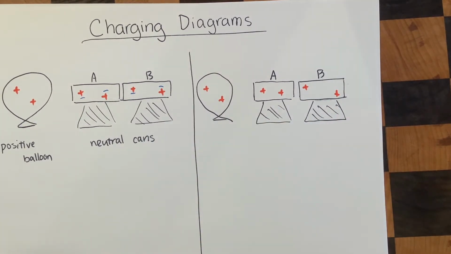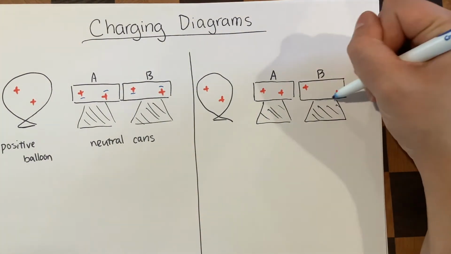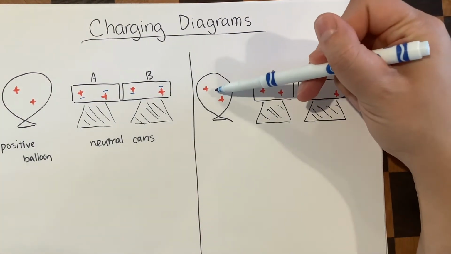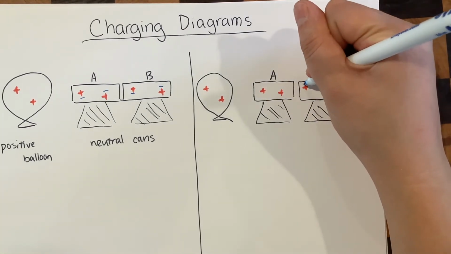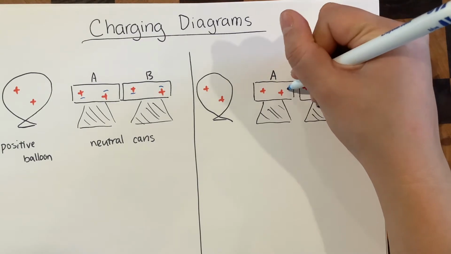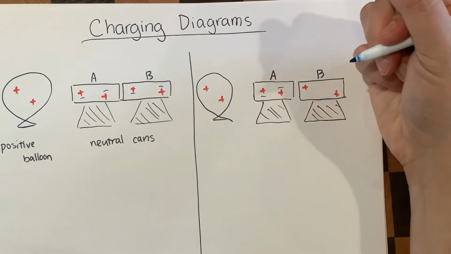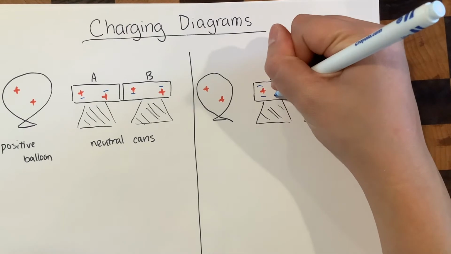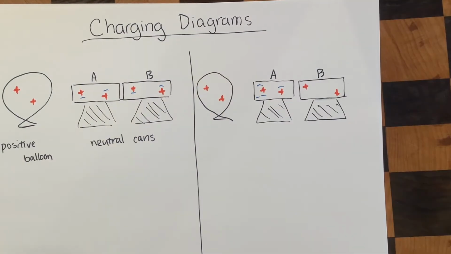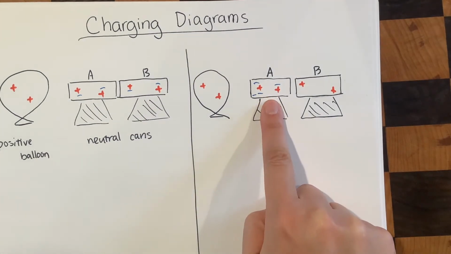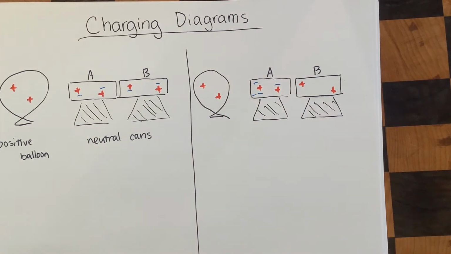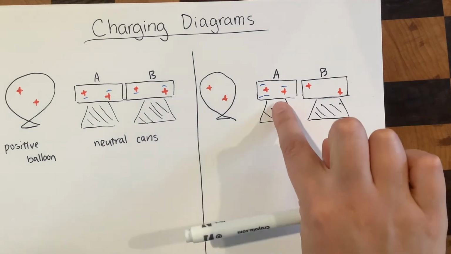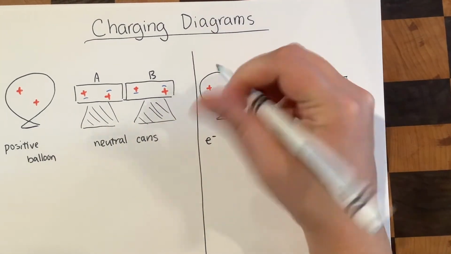Think about this one to yourself for a moment. The electrons that were in B are attracted to the balloon. So instead of staying in B, and this is a conductor, they're going to go through the two cans. A already had two electrons, but now it has two more. That means A is going to be negative, B will be positive, and the balloon will stay positive because no contact was made. The electrons moved freely through the conductors.